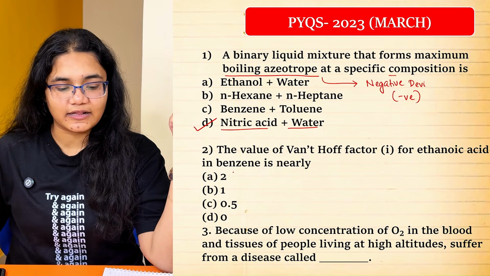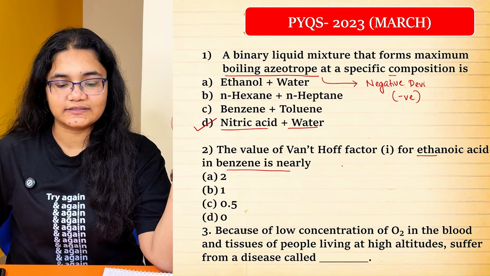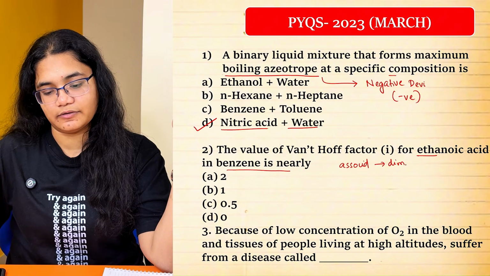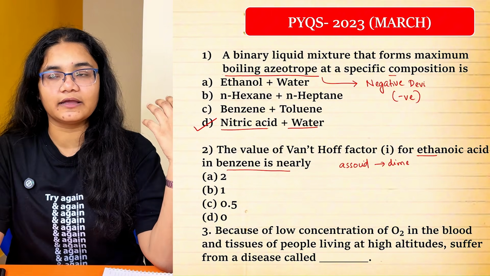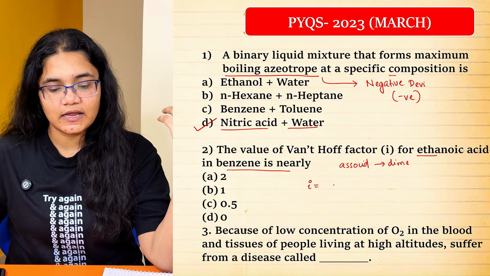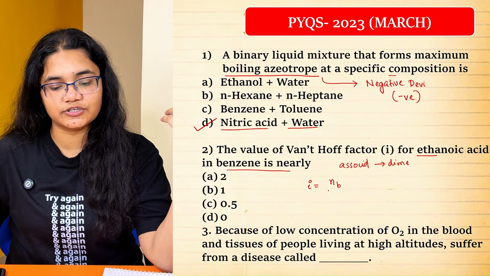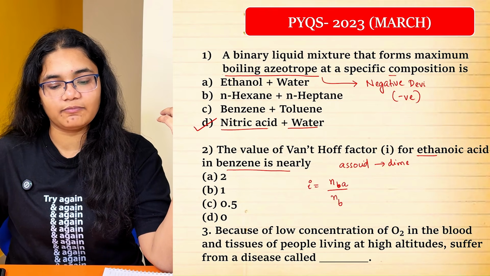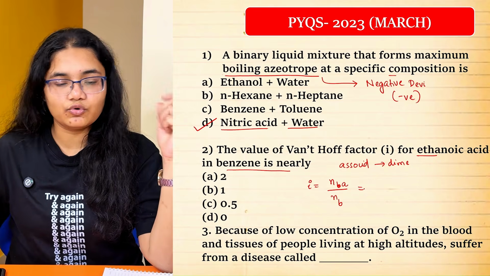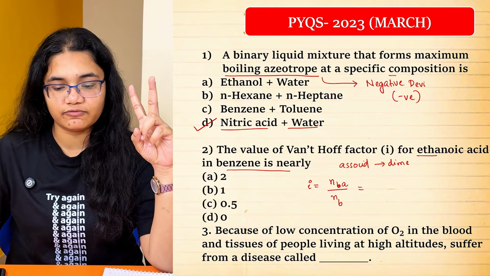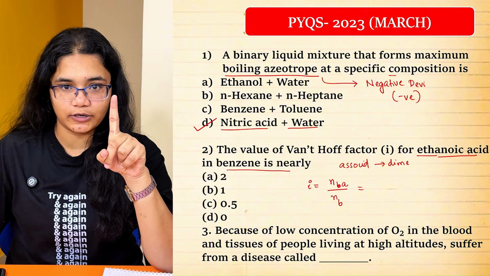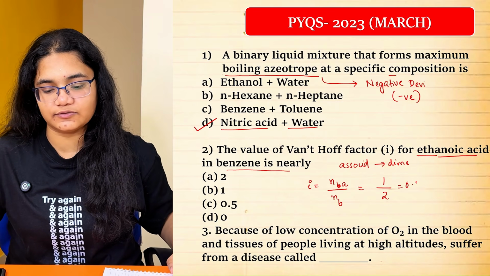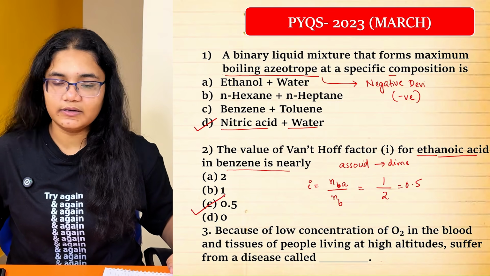Next, the van't Hoff factor of ethanoic acid in benzene. If you know, ethanoic acid in benzene undergoes association, or you can say dimerization, right? So what is the value of i? i is the number of particles after association divided by number of particles before association. So 2 molecules of ethanoic acid will form 1 molecule. Means it will become 1 by 2. So the value here is 0.5. That is option number C.